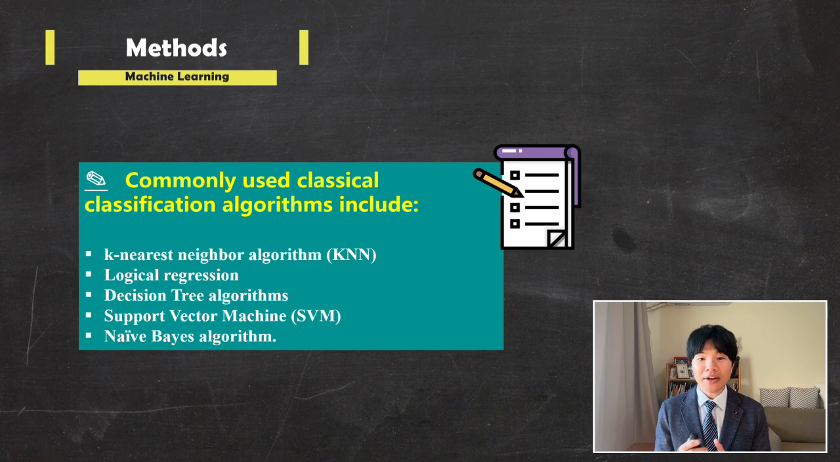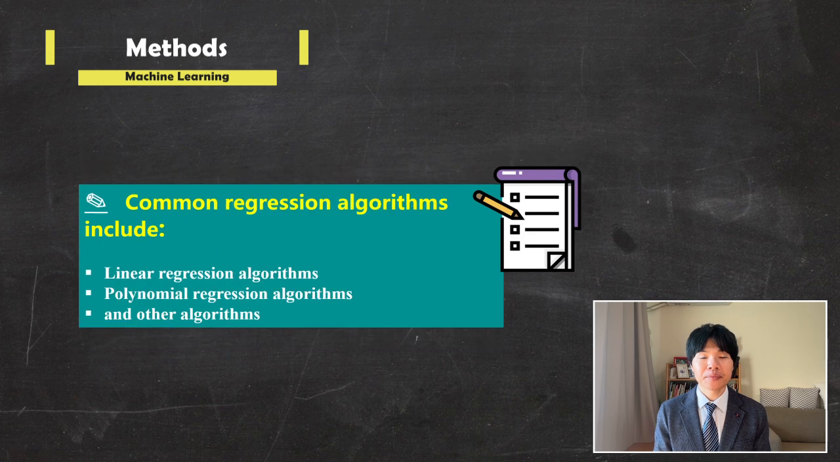Classic algorithms commonly used for classification include k-nearest neighbors, also called KNN, logistic regression, decision tree, and support vector machine, naive Bayes. Common regression algorithms include linear regression, polynomial regression, and others. Now, let me give you some examples.